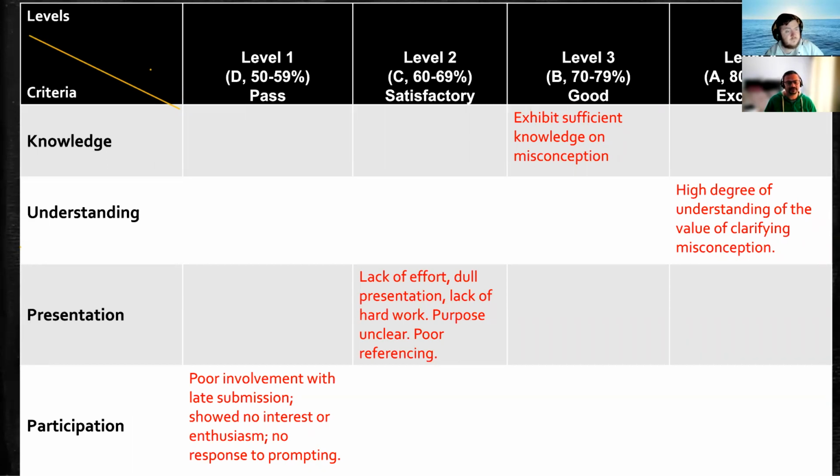Poor referencing is a very important point. You must reference, since it's an authentic assessment, and we have done a lesson on referencing and the science websites which we must use to authenticate our work. We want to see those reflections in your work. So poor referencing brings you down to C.